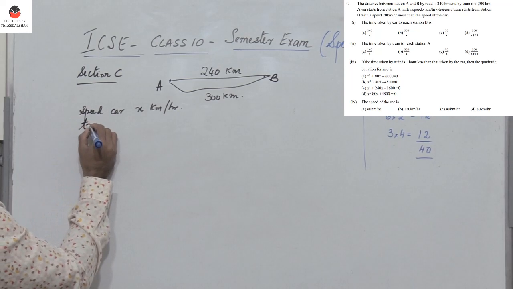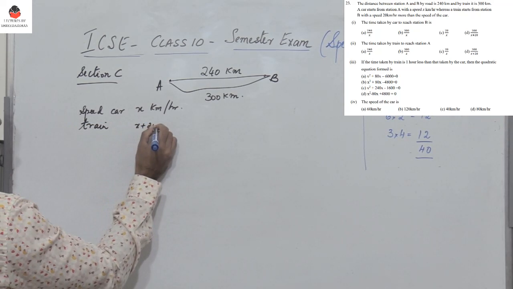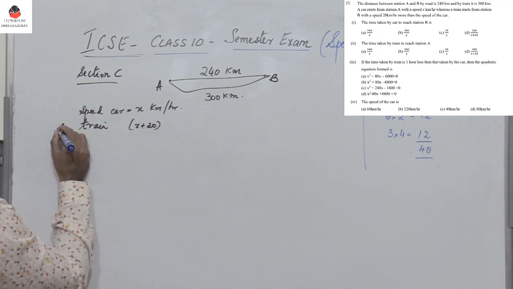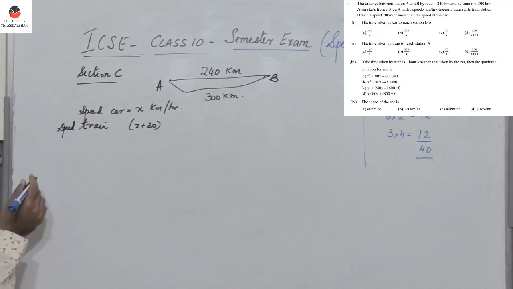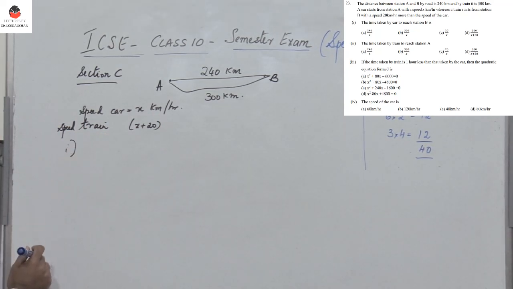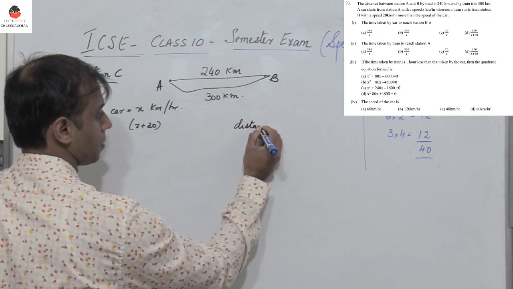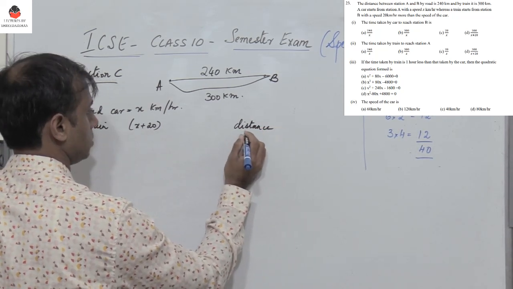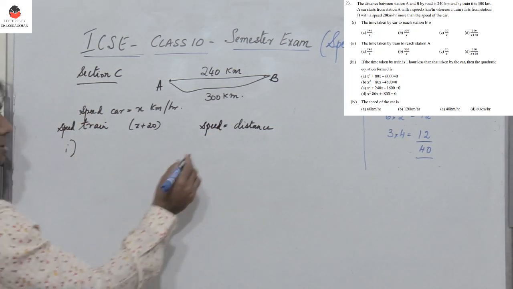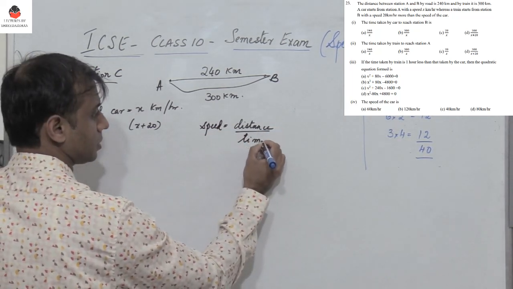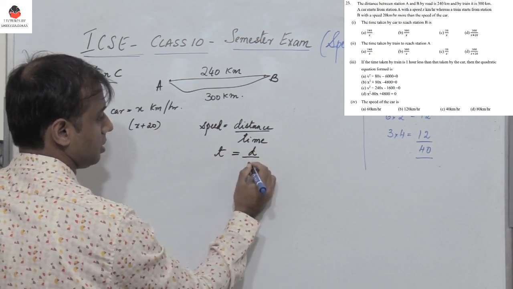So the speed of train is x plus 20 kilometer per hour. So we have the speed of train which is slightly higher than that of car. First one, what is the time taken by the car to reach B? So we know that speed equals distance traveled by time taken. And what is time taken? The time taken t equals distance d by speed.